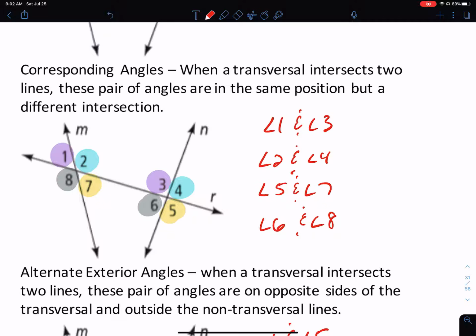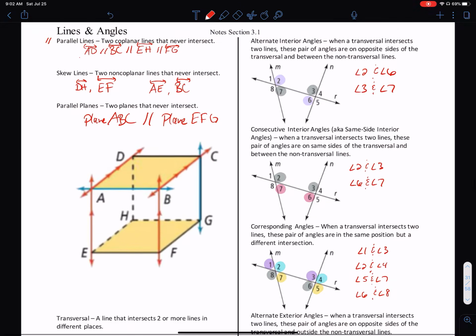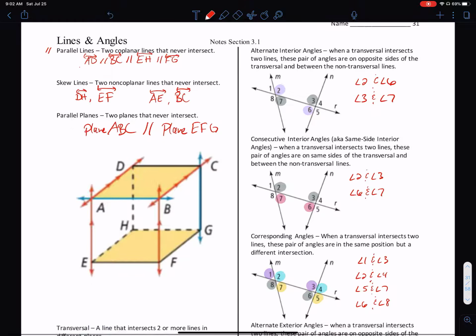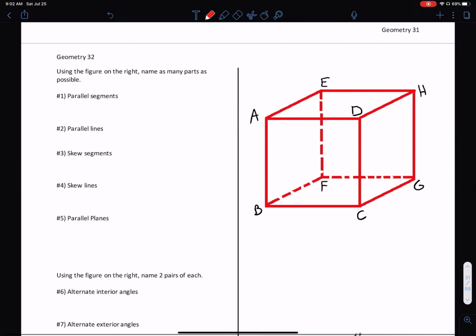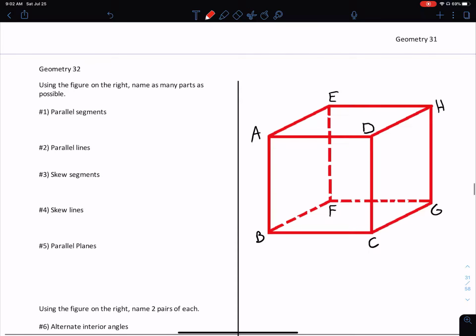You have to know what these angles are called. There is no way around it. You cannot be successful in this chapter unless you know what each of these special pairs of angles are called. So let's see if we understand this by answering some of these questions. Using the figure on the right, name as many parts as possible.